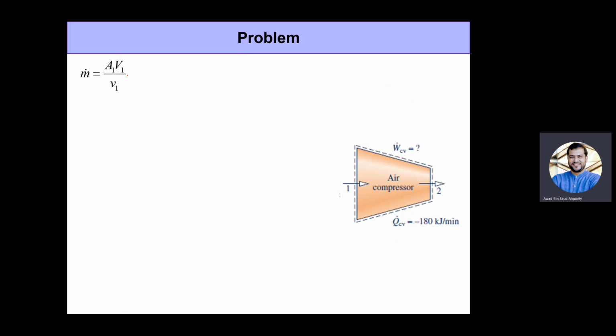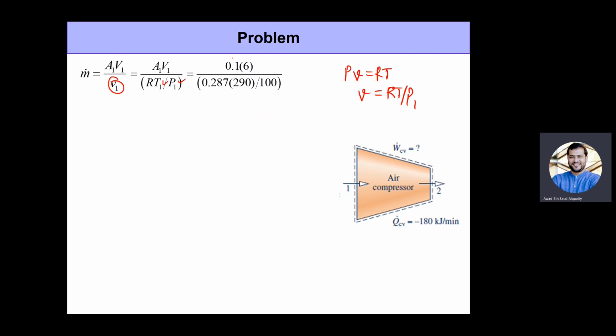All right, so then the question is, how do we get this value for specific volume at state 1? Well, we're dealing with an ideal gas. So PV is equal to RT, or v is equal to RT by P. Okay, in this case, we need to use all the values at state 1. So we're talking about A1 V1 divided by RT1 by P1. Remember, temperature needs to be in Kelvin, pressure needs to be in kilopascal, and we have that information already given.